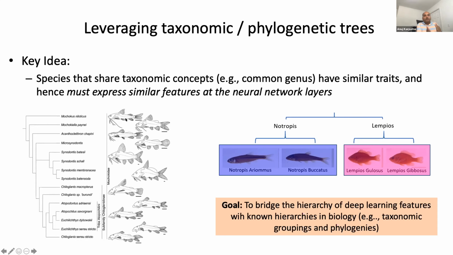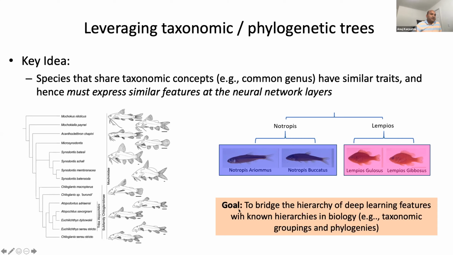For example, two species that share the same genus can be expected to share similar neural network features at its hidden layers. So if I look at two different species belonging to the Neutropis genus, and if I take these two images and run them through a neural network, we would expect that these two species should express similar features at the hidden layers as opposed to images of species that belong to two different genera. So this is the basic intuition that we want to bring in, which is the species-species relationship.